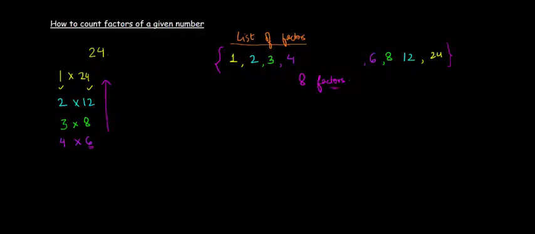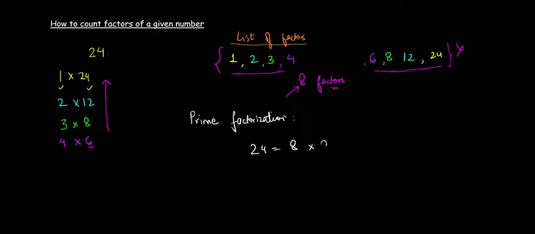Well, this method works, but what we're trying to do here is to come up with a method to count the number of factors without the need to actually write them down. So how do we do that? First, we need to write the number 24 in its prime factorization form. So 24 is 8 times 3, and you can write 8 as 2 to the third power, which makes 24 equal to 2 to the third power times 3.